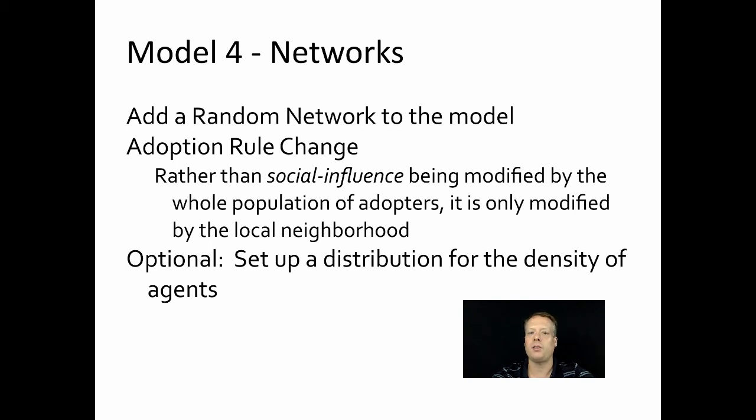And then what we want to do is have the adoption rule change. Rather than social influence being modified by the whole population of adopters, we want it to be modified only by the local neighborhood. And as an option, and we'll actually get into this in a little bit, you could set up a distribution for the density of the agents, so that maybe some agents have more neighbors than others. Now, to do this change, what I highly recommend you do is open up the NetLogo dictionary and look under the networks component and start to look to see what's done in there. Okay, when I come back, we'll build that model.